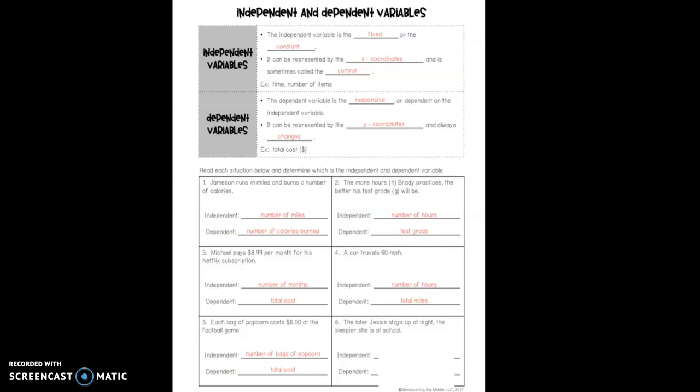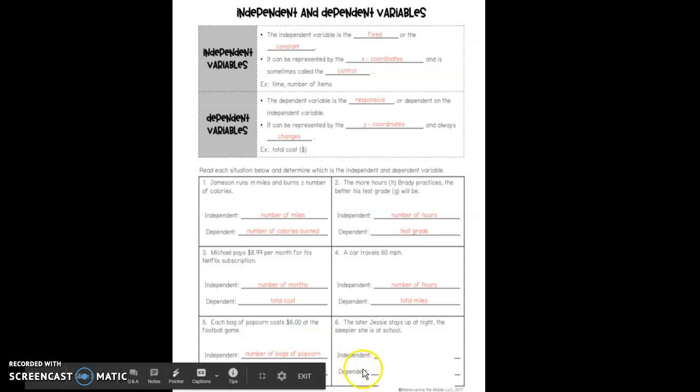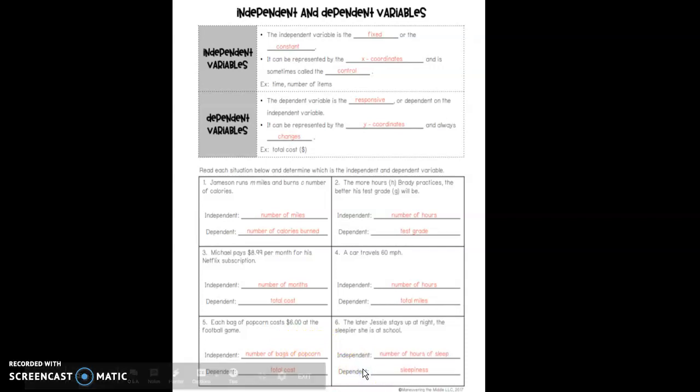Okay. Independent variable would be the number of hours that Jessie gets for sleep, and the dependent variable would be her sleepiness. Her sleepiness depends on the number of hours she gets to sleep that night.